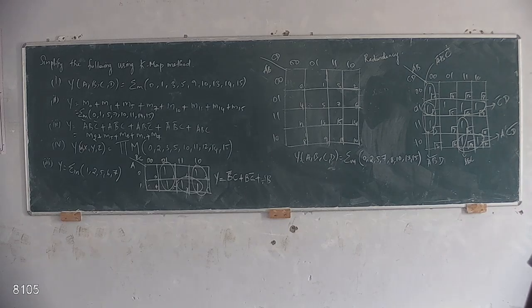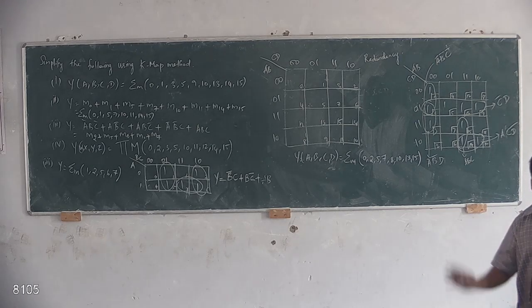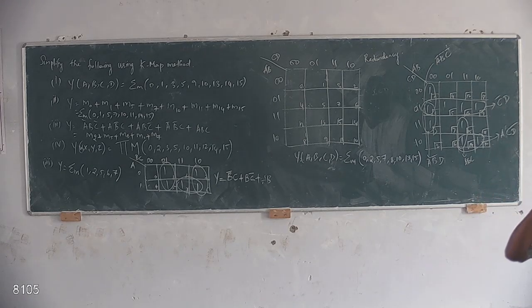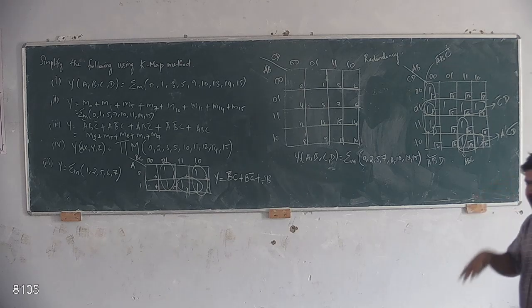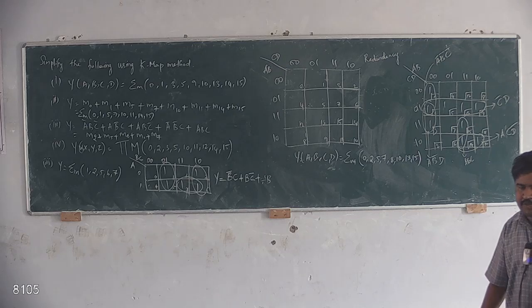So first, place the 1 in the corresponding box. How many variable K map do we need to go with? In this problem we need to go with the 4 variable K map. First draw the 4 variable K map and place the corresponding values inside the boxes.